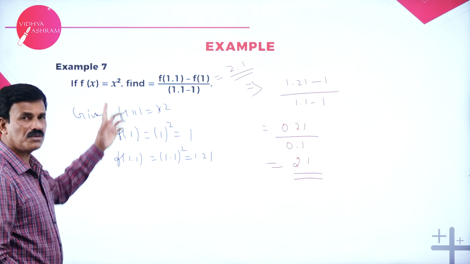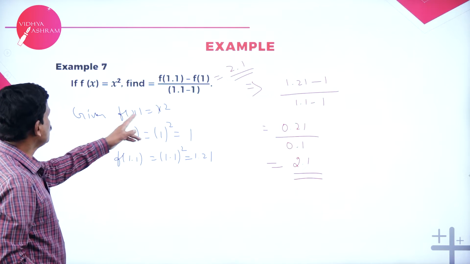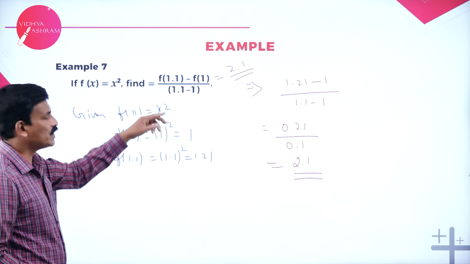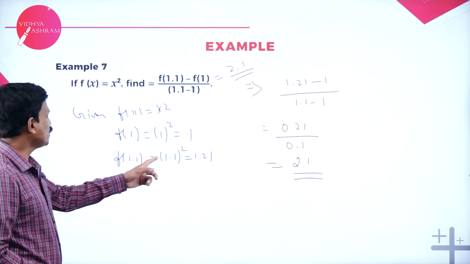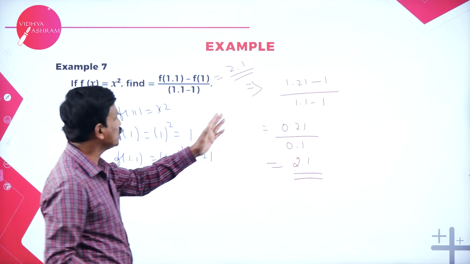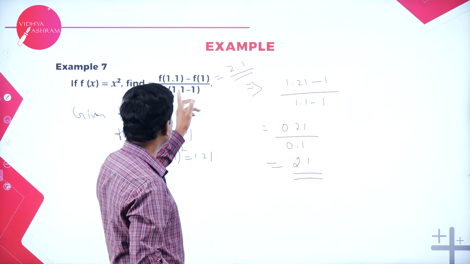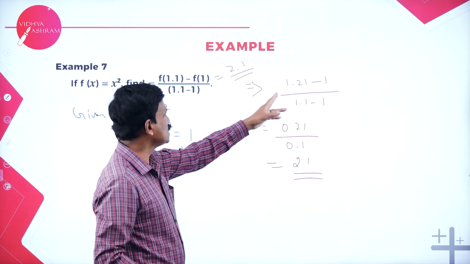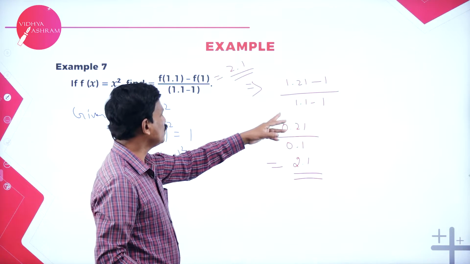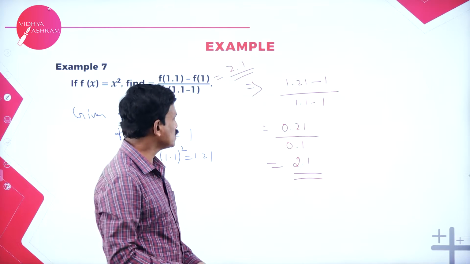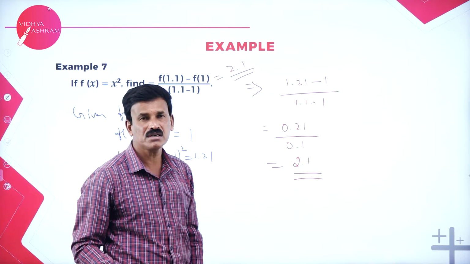See here, what is given? F of x is equal to x square. Find f of 1 first. Function of 1 is 1 square, which is 1. Again, find f of 1.1. 1.1 whole square is 1.1 into 1.1, which is 1.21. Substitute here. What is required is f of 1.1 minus f of 1 divided by 1.1 minus 1. That is 1.21 minus 1 by 1.1 minus 1. That is 0.21 by 0.1, which is equal to 2.1, the required answer.